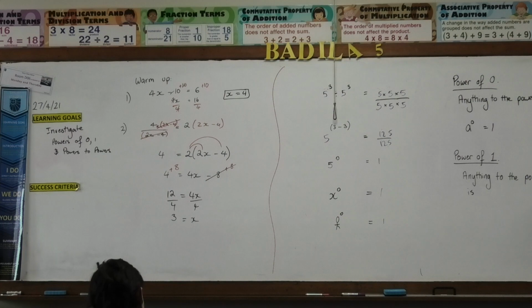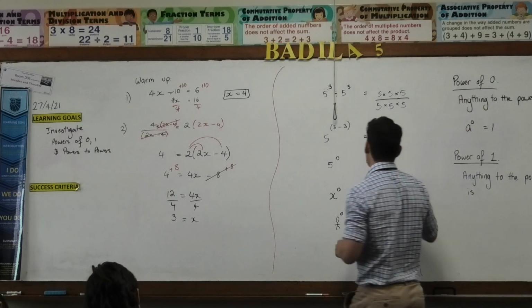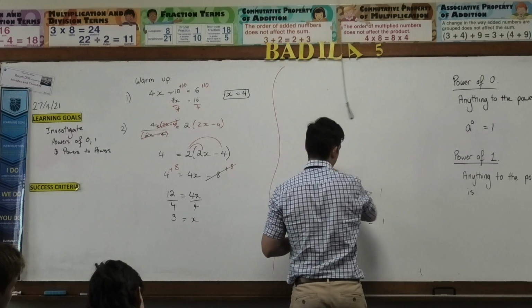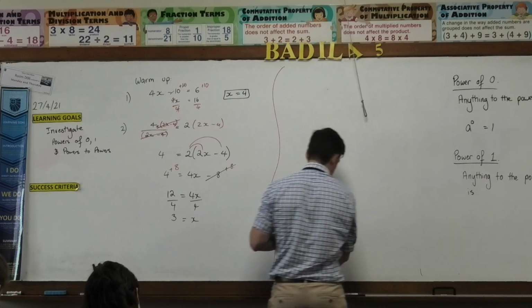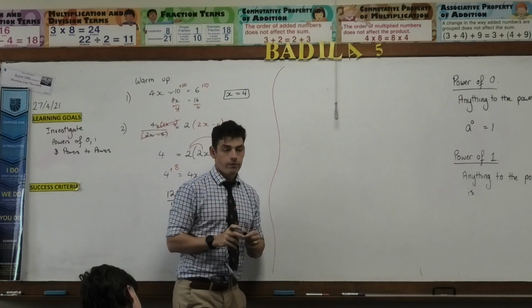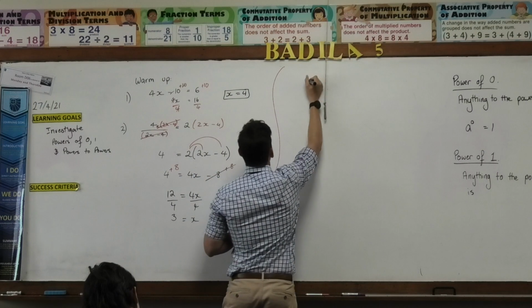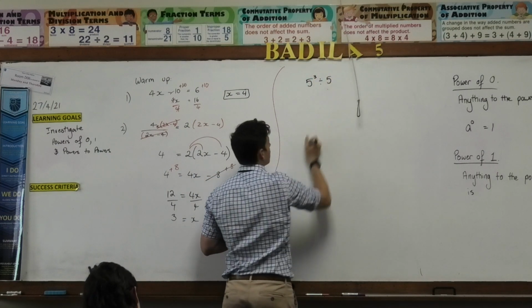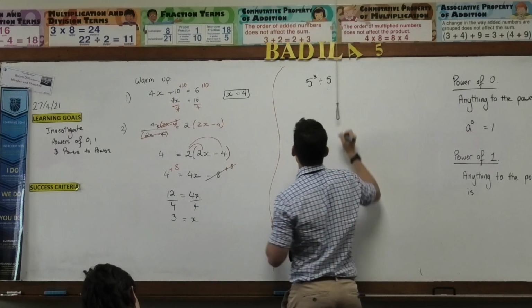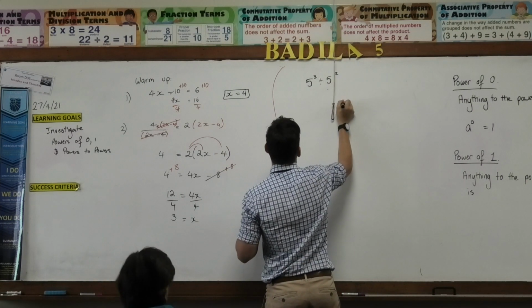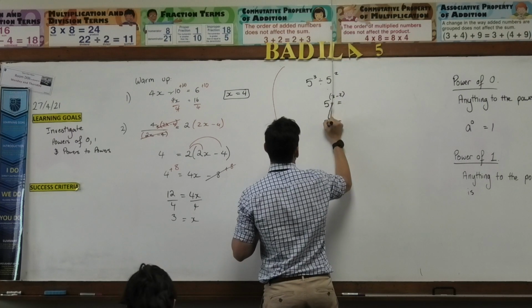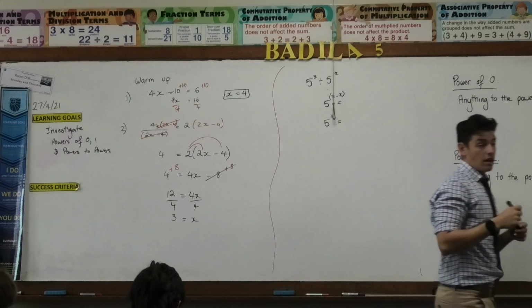So now, let's have a think. Anything to the power of 1. How could I make that happen? I'm just going to rub some of this middle section out. How can I make a power of 1? If I said 5 to the power of 3 divided by 5 to the power of what? 2. That would be equal to 5 to the power of 1, wouldn't it? Because it would be 3 minus 2. Correct? Happy with that?